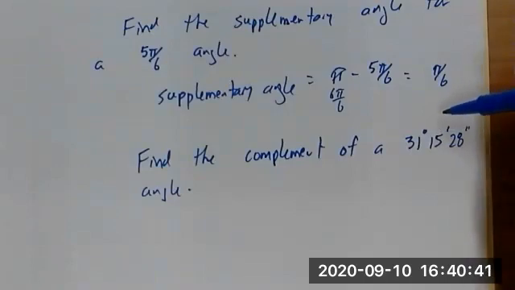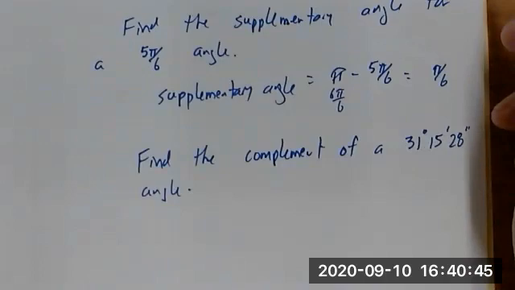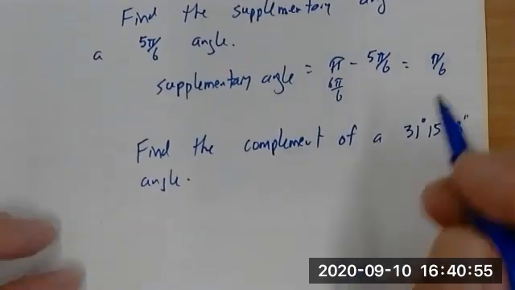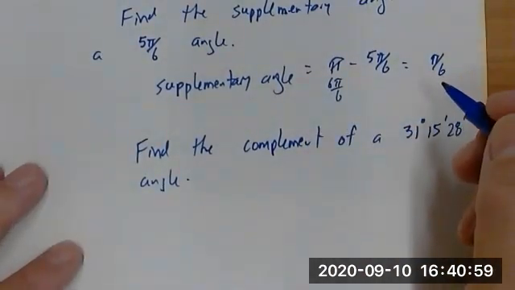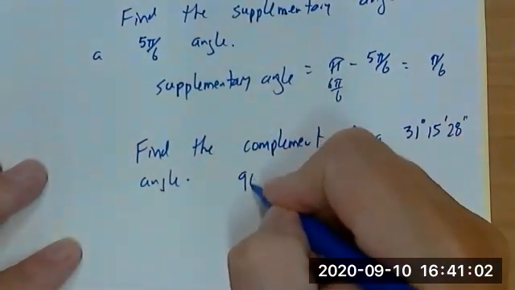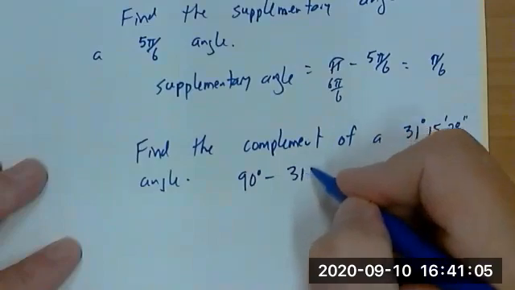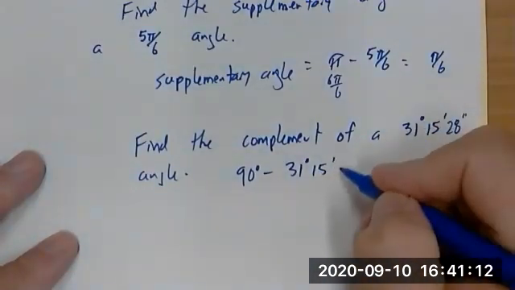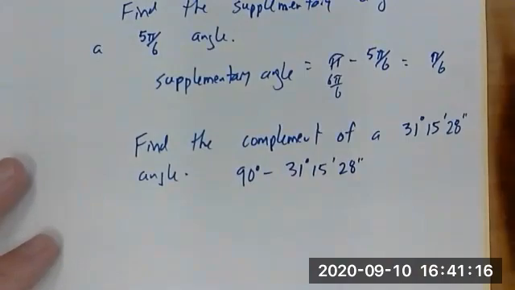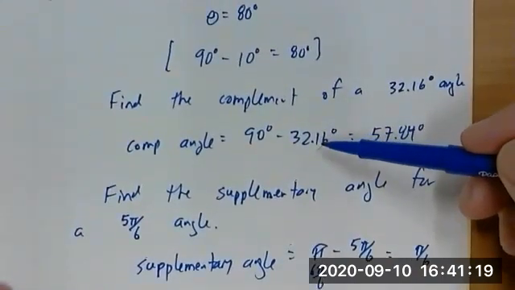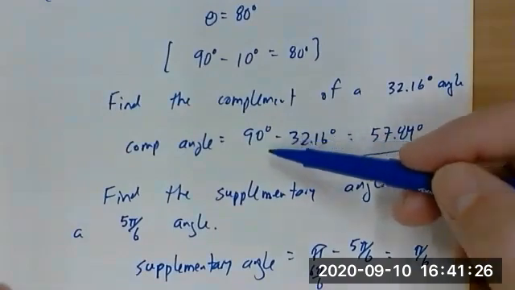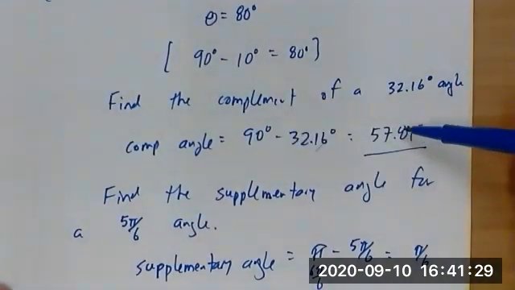So now how can I determine this? Hopefully you've learned about degrees, minutes, seconds. If not, you can go back and brush up on that. So typically, to find a complementary angle, we learn you take 90 degrees minus the angle. So I'll take 90 degrees minus 31 degrees, 15 minutes, 28 seconds. Now up here, we had the angle as a decimal, and we subtracted it, and we were able to use our calculator, and we got the answer.